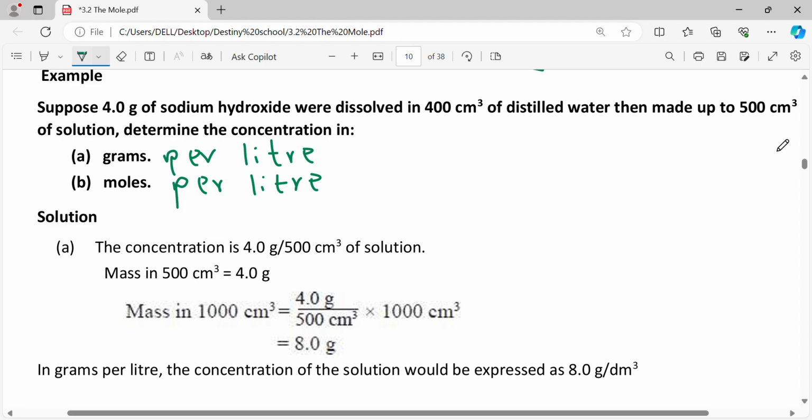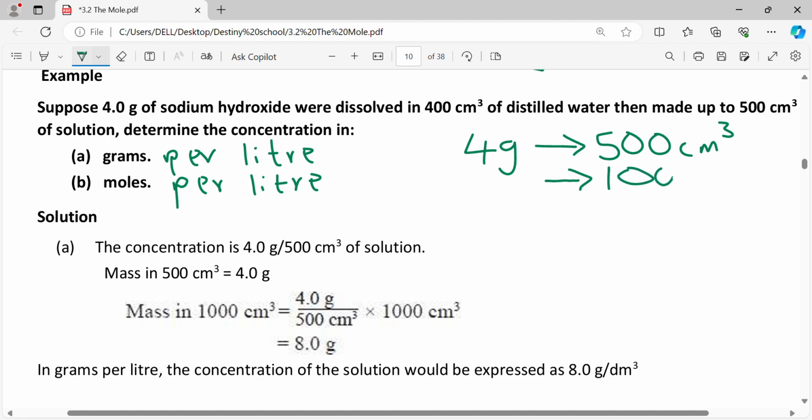It's all about the if statement. So we're going to say that if 4 grams was dissolved in 500 cubic centimeters, then, remember this is concentration in grams per liter, 1 liter in terms of cubic centimeters is 1000. So now we ask ourselves, what about 1000? So that is the equation.